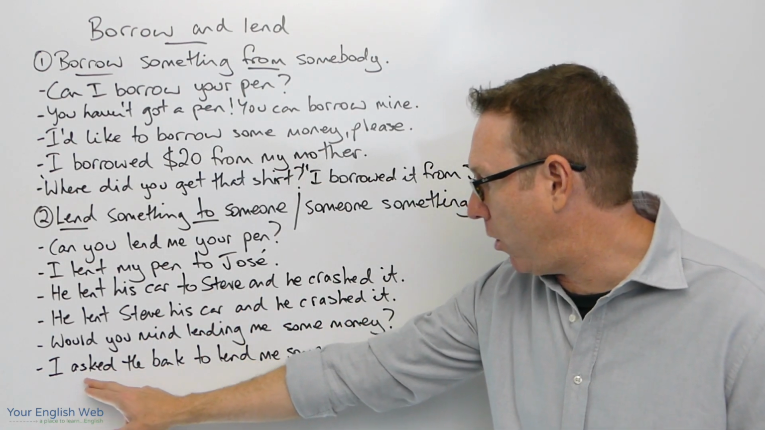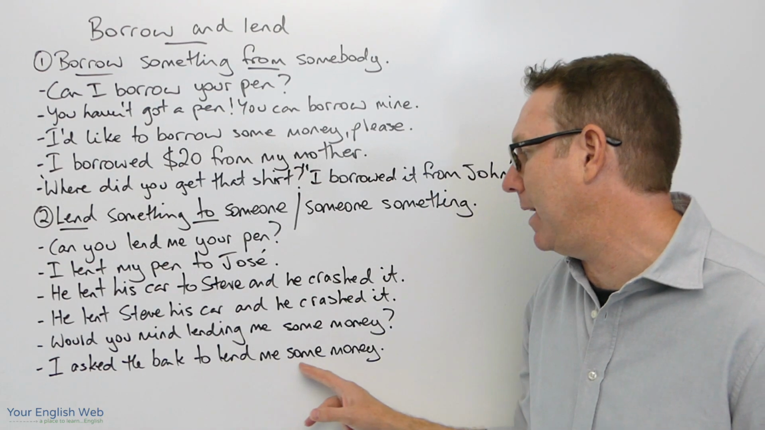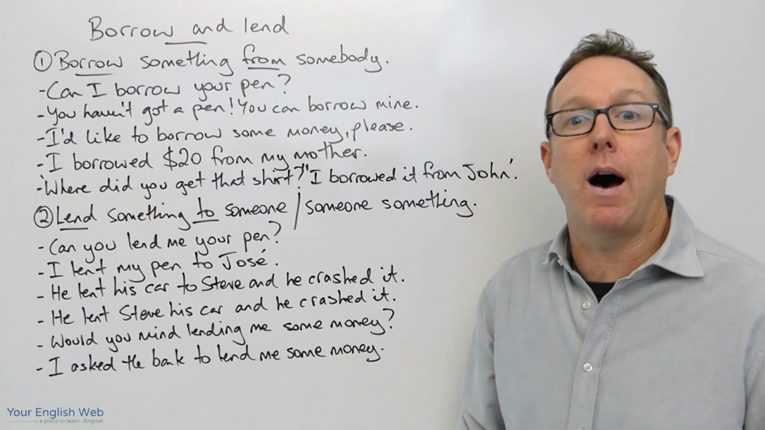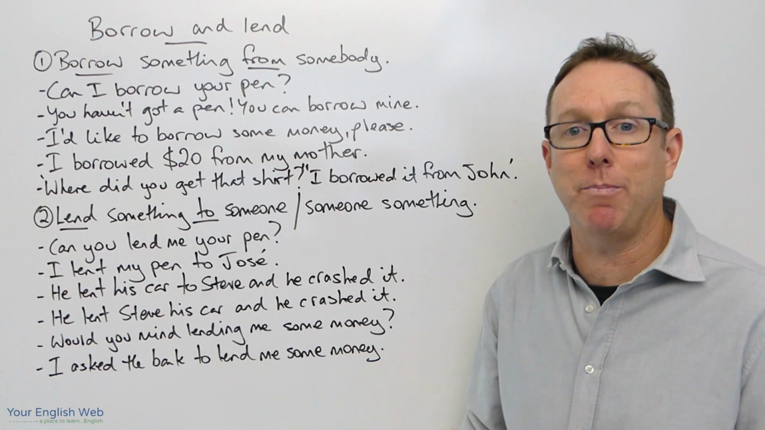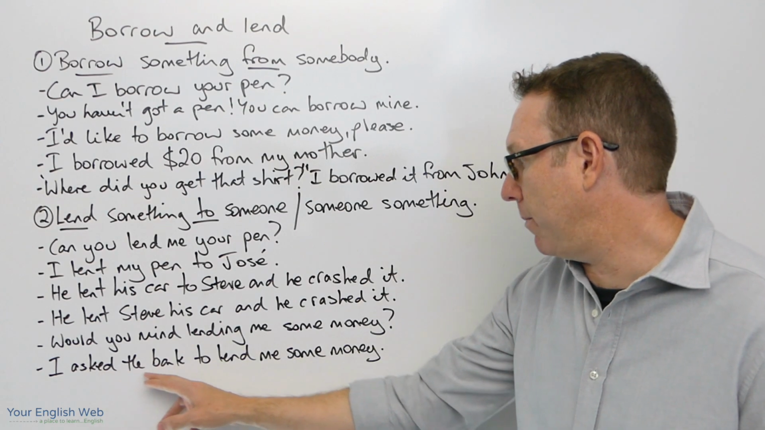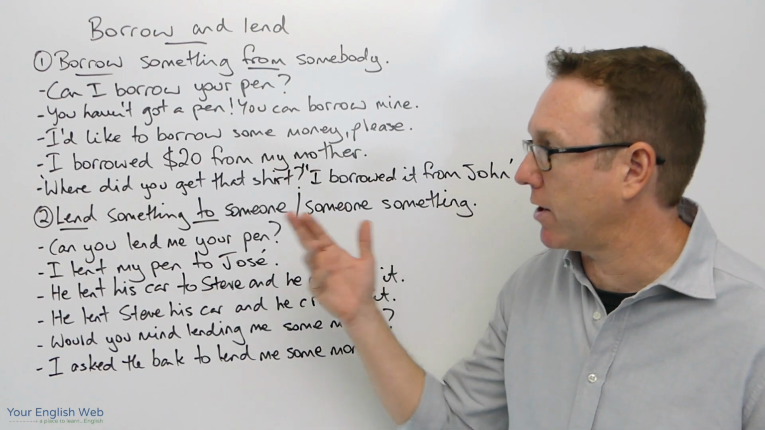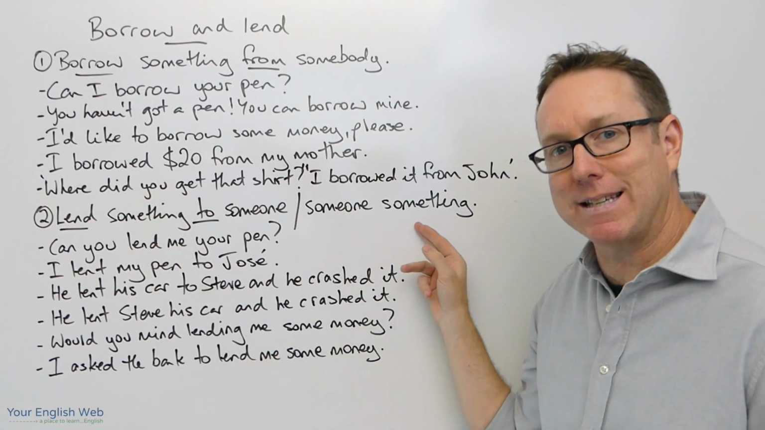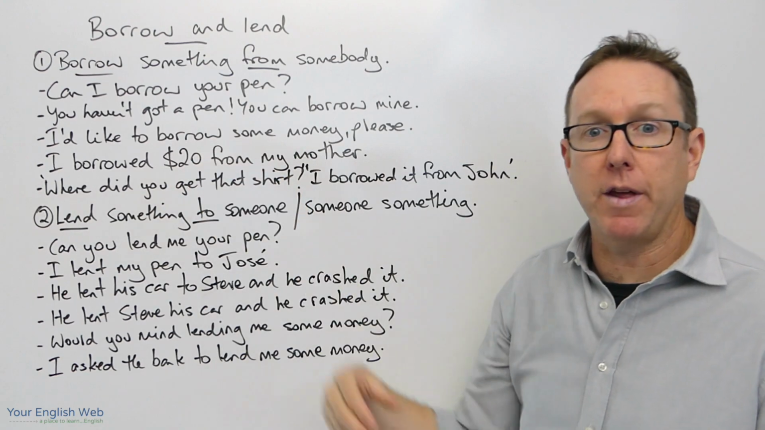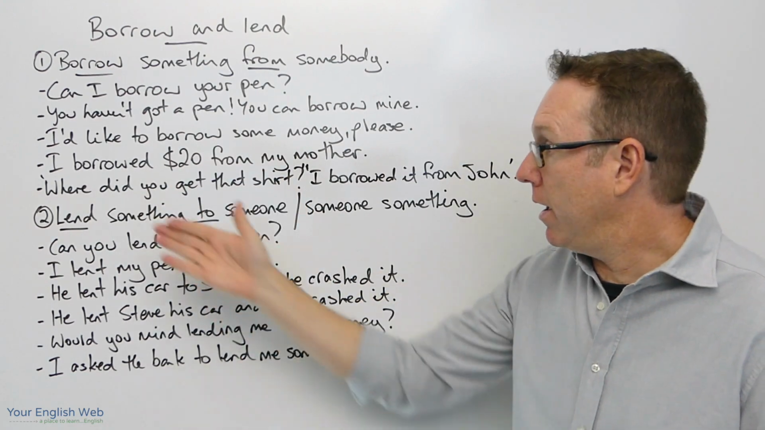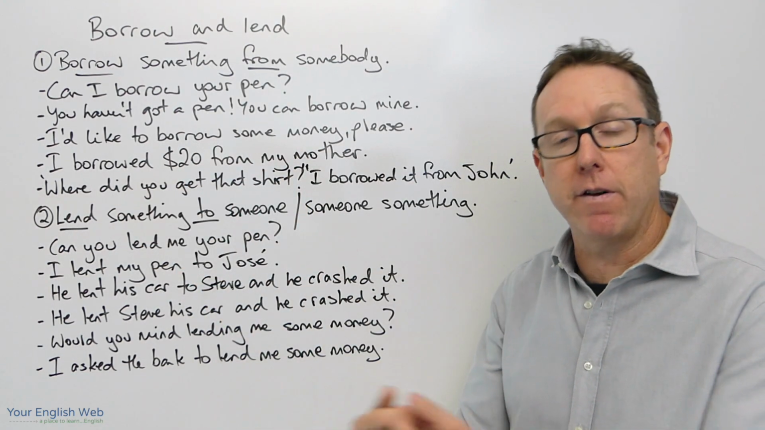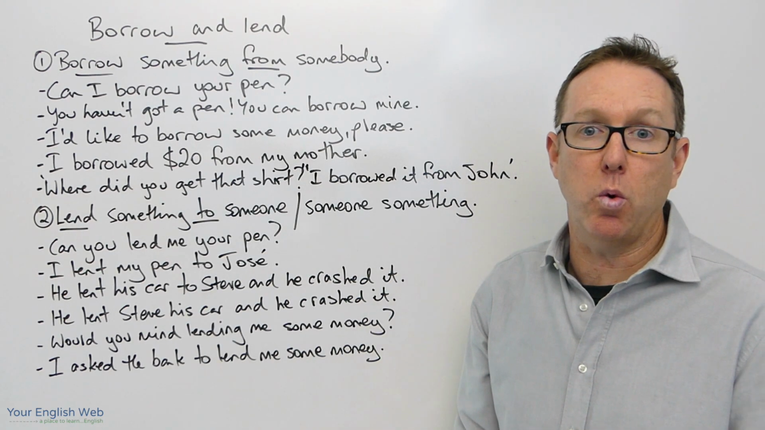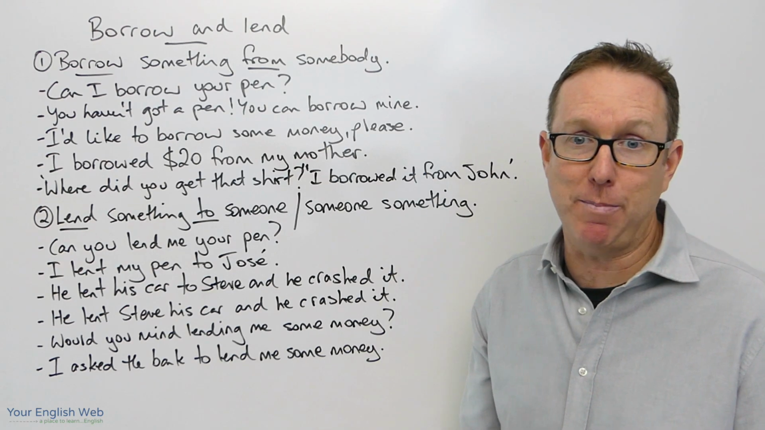And the last example, I asked the bank to lend me some money. I went to the bank, I asked for a loan, I asked them to lend me some money. So the two structures again, lend something to someone, lend someone something. So borrow, the idea that you take, lend, the idea that you give, but you are expecting it back or you want the thing back at some time in the future.